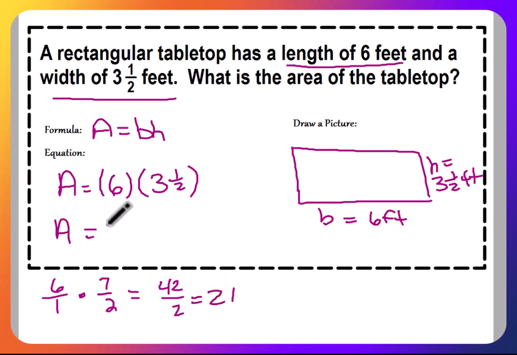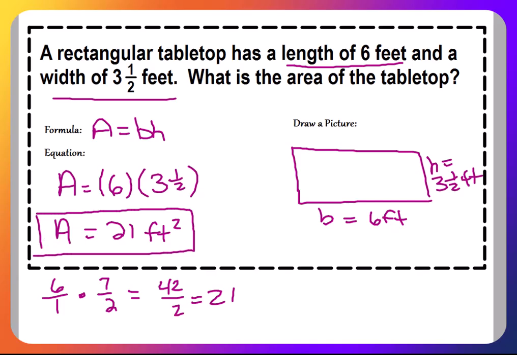So the area is going to be 21, but you have to include the labels, right? Feet, and area is always squared because it's two-dimensional. You're multiplying two dimensions together, so you have to square it. So the area would be 21 feet squared.